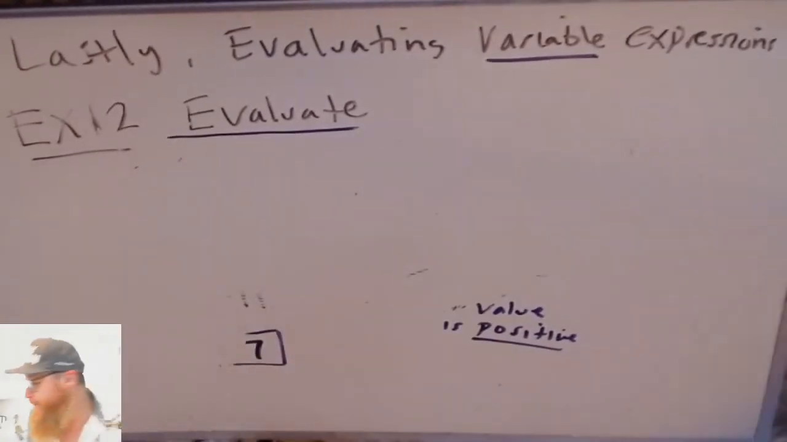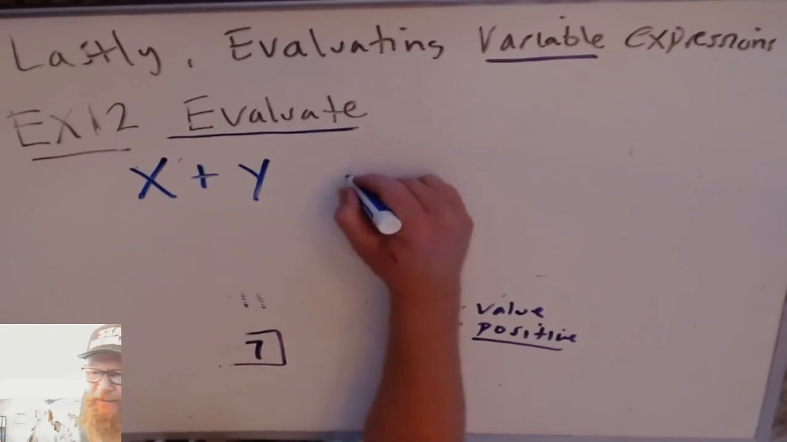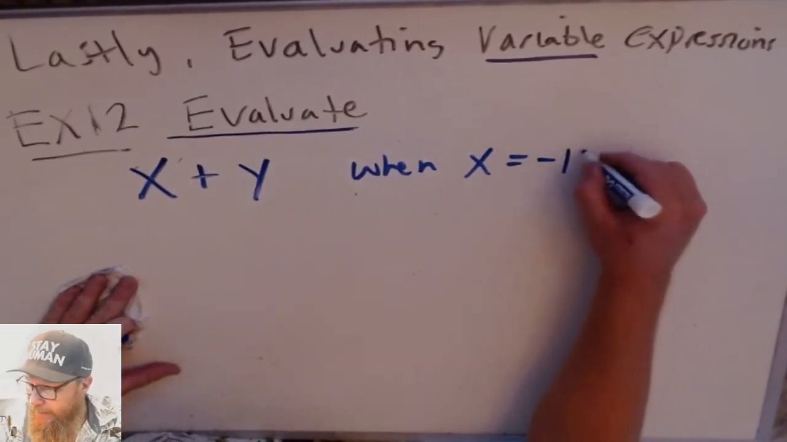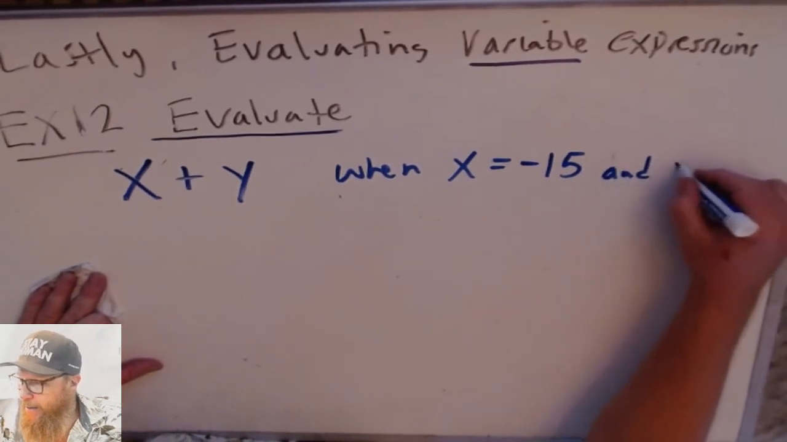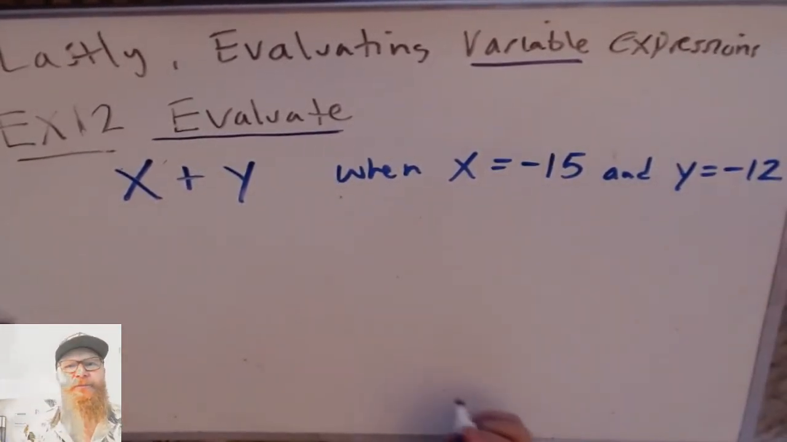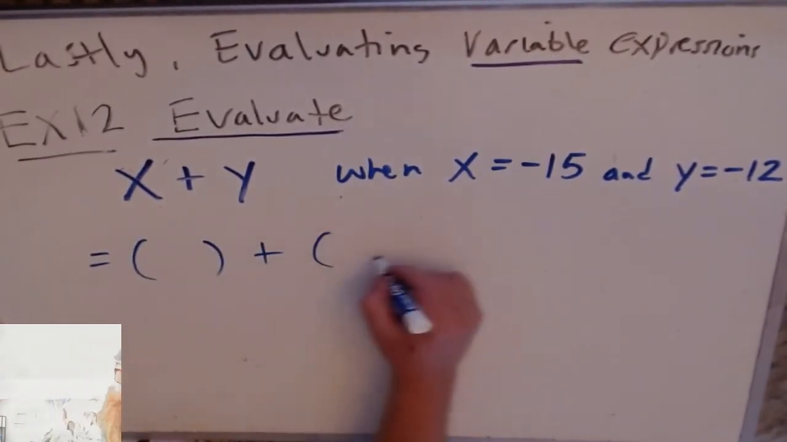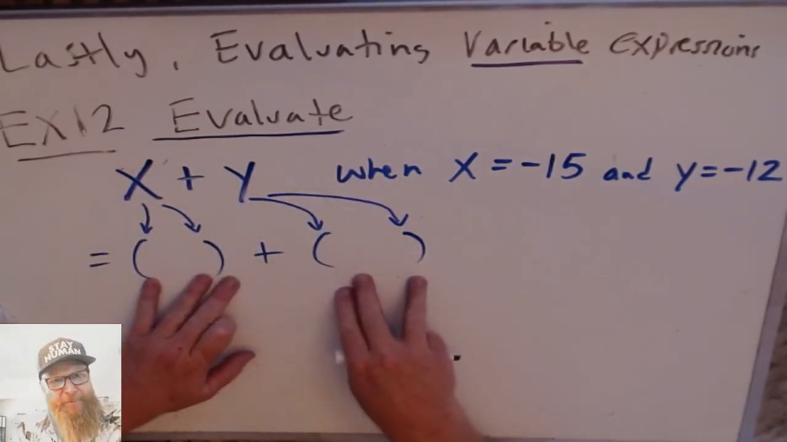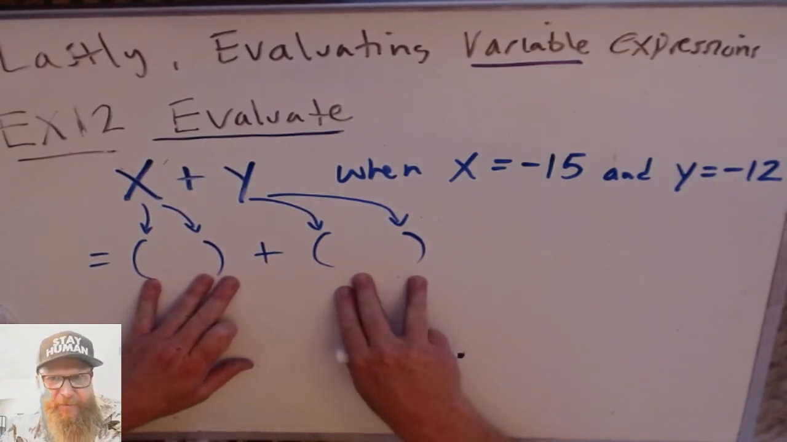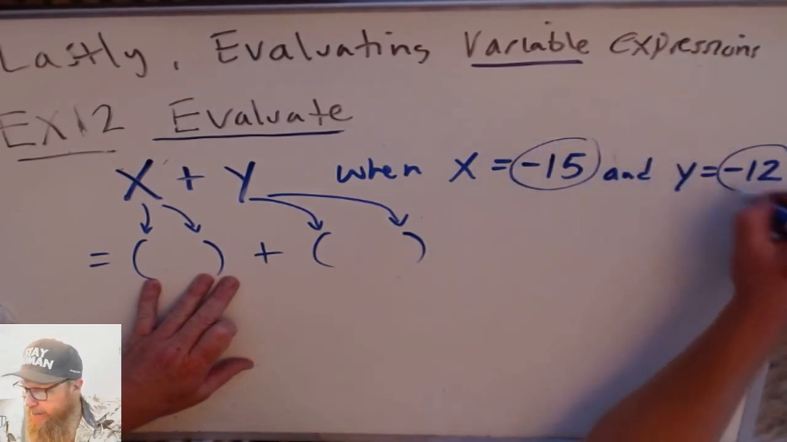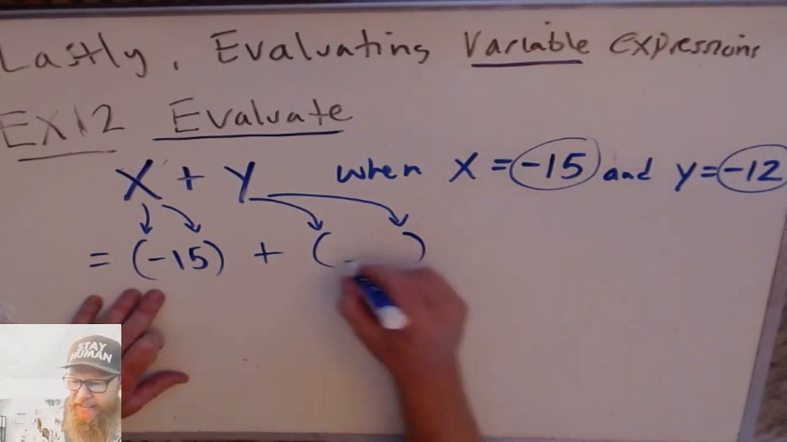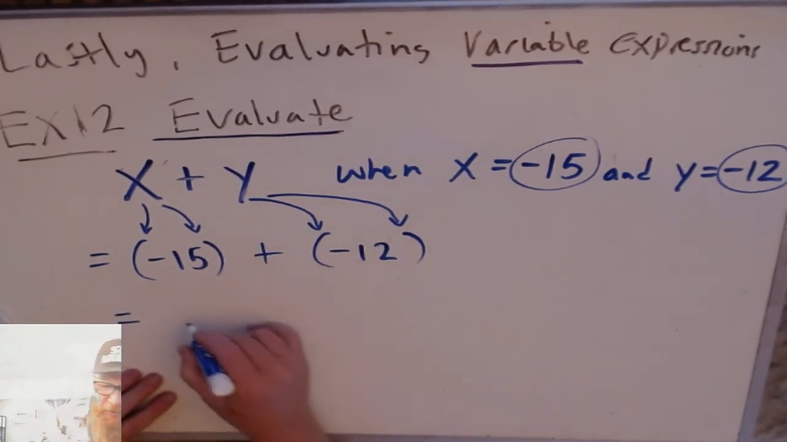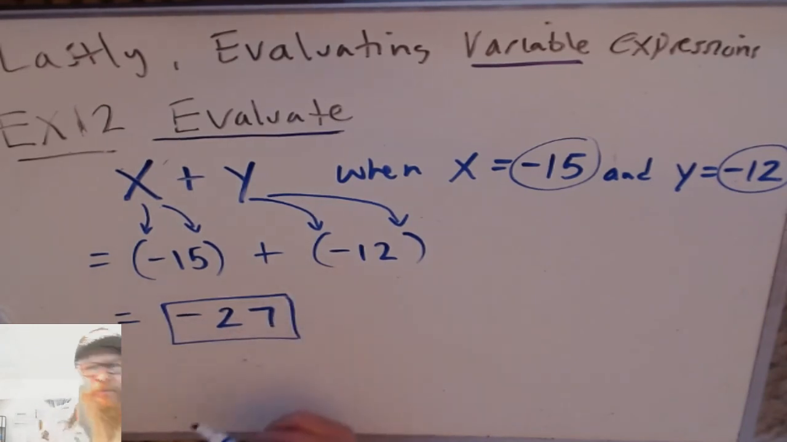Evaluate, I'm just going to switch now. x plus y, when x is -15 and y is -12. So remove the variables, replace them with parentheses. You could always erase the parentheses if you find out you don't need them. And then plug in these values, -15, -12. We're adding two negatives, so that's the same sign rule. That's -27. That's the result.